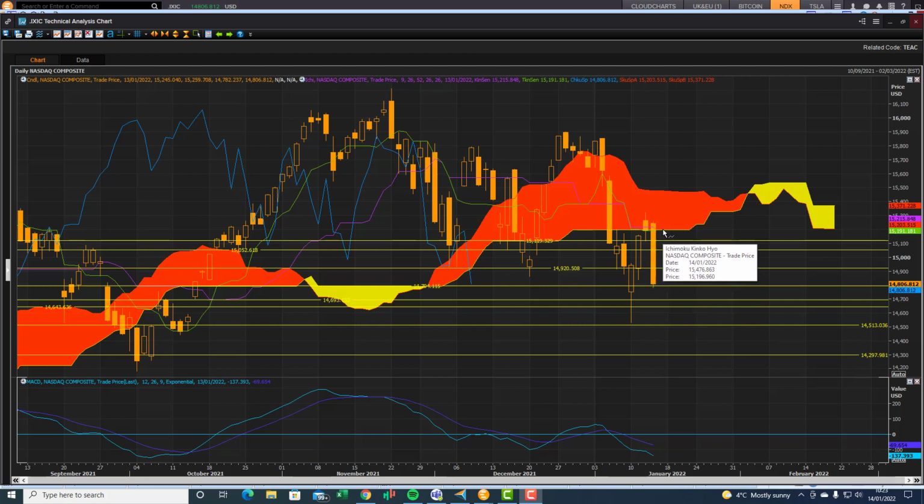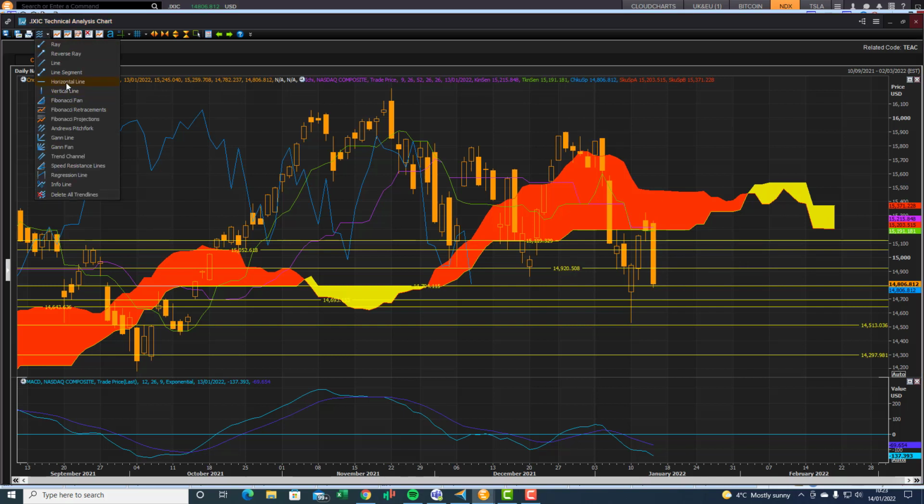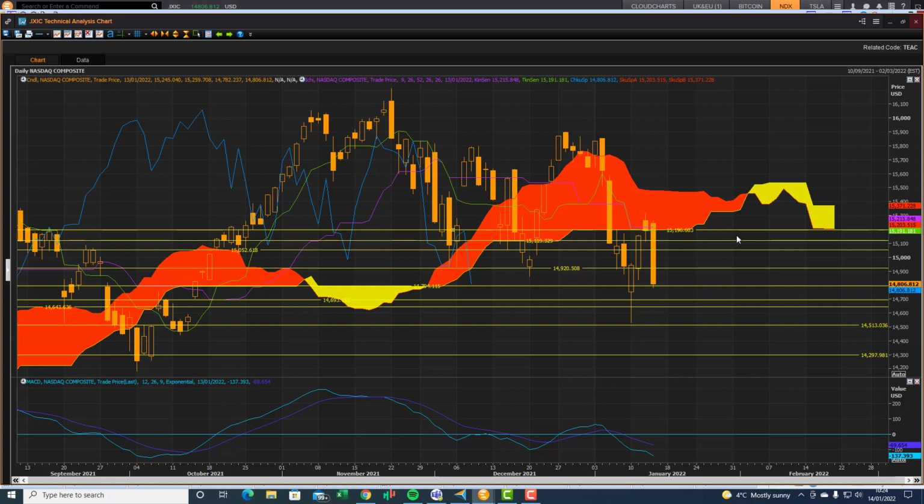That support level there of 15,191 did not hold. That level there is a major cloud chart support level that did not hold in the end. It's now a new resistance zone, 15,196. And the outlook is now back in bearish territory, confirmed bearish territory, as long as price action is below the bottom end of the cloud here. On a daily basis, the market is bearish.